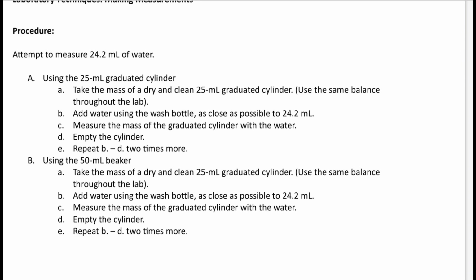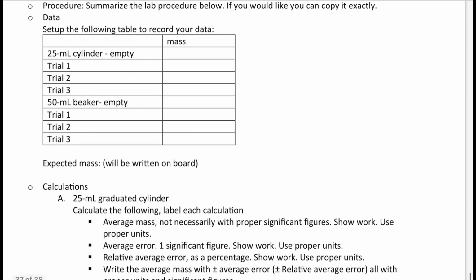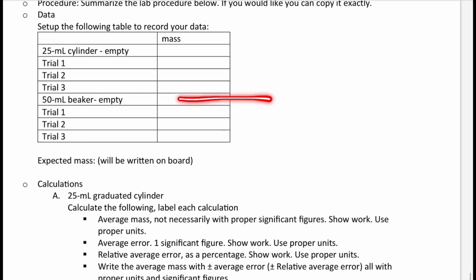So do your best job. Don't try to invent a method to make it more precise. Just fill up the beaker to where you think it is, take a mass, empty out the beaker, fill the beaker up again, empty out the beaker, do it a third time. So once again, you'll have 4 measurements, the empty and dry beaker, and 3 measurements with water, about 24.2 milliliters of water in your beaker.